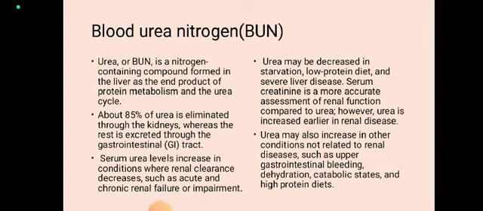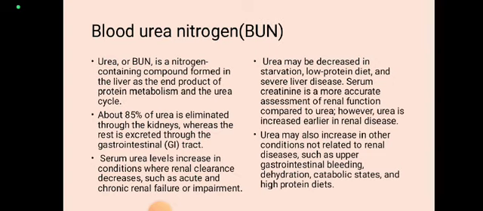Now serum urea levels increase when renal clearance decreases. Basically, if the kidneys don't eliminate urea, then the serum urea level increases. Acute means for less time and chronic means for a longer time. Urea may be decreased in starvation. So when someone is starving, on a low protein diet, or has liver disease, the urea may become very low.